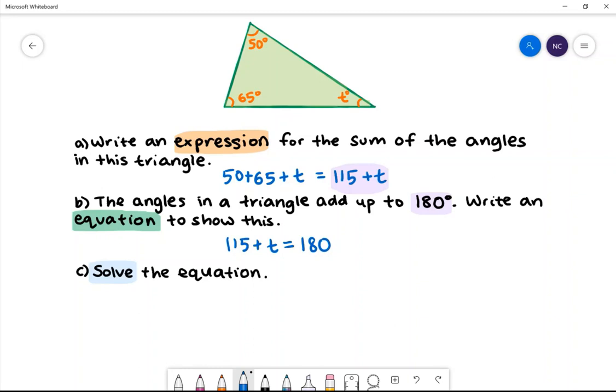We want to solve the equation 115 plus t equals 180 degrees. To do this, we need to get t by itself. We need to move the positive 115 away. To do this, we'll subtract 115 from both sides. We'll get t is equal to 180 subtract 115. This gives us t is equal to 65.